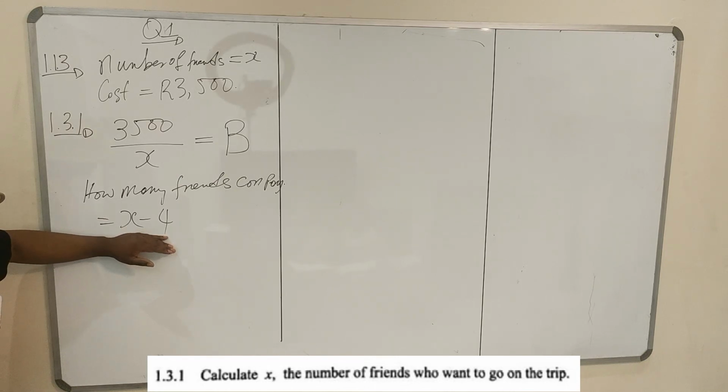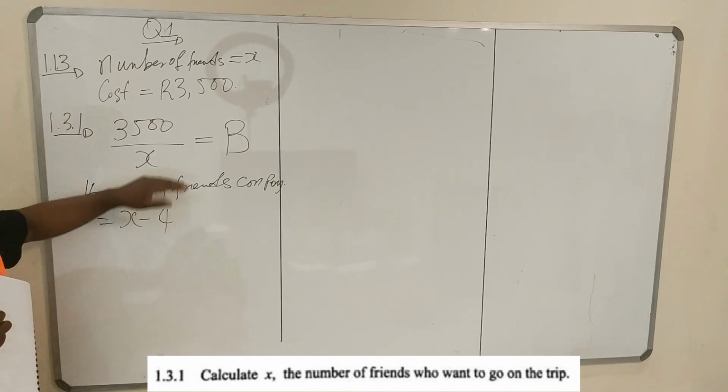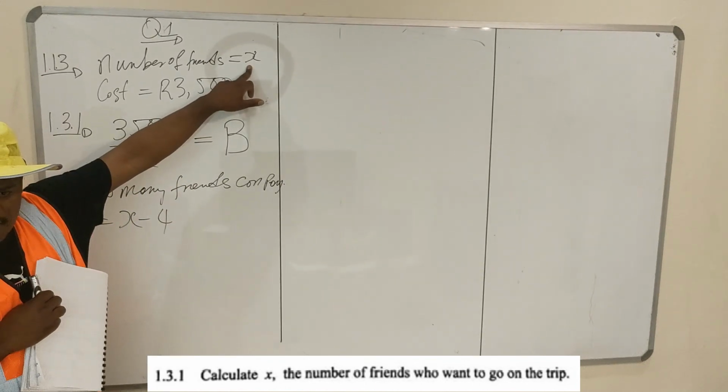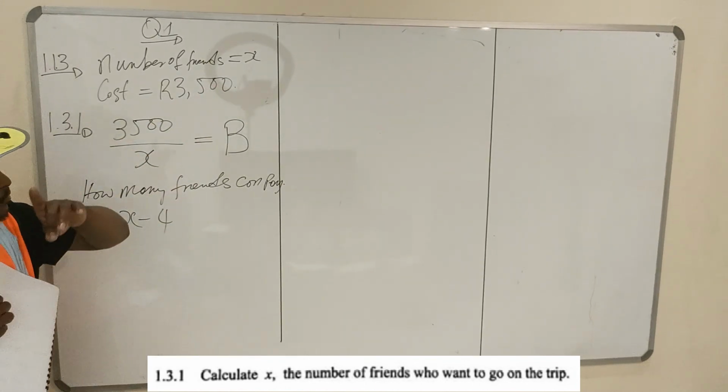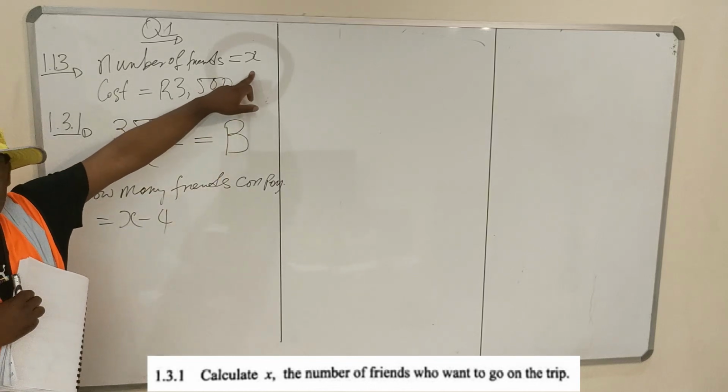Are you happy with that? Yes. Are you sure? Yes. Because you were told that your friends are X. Right? But now 4 of those X friends cannot pay.